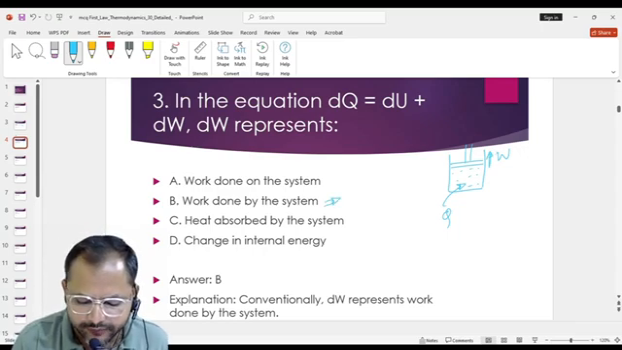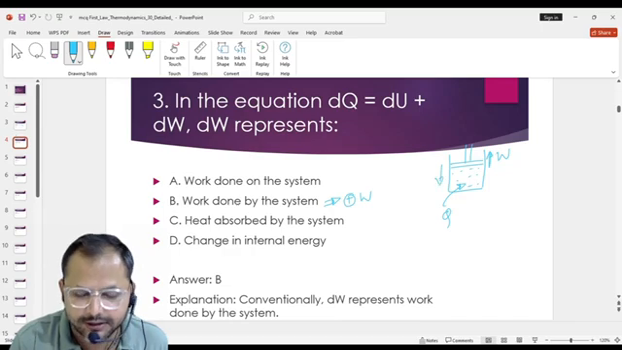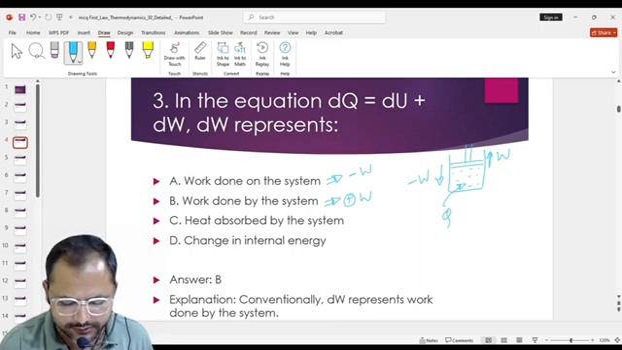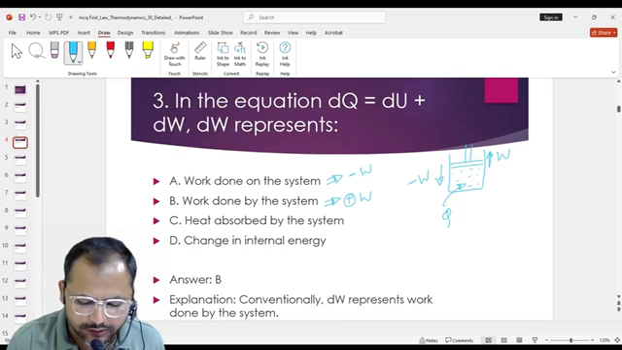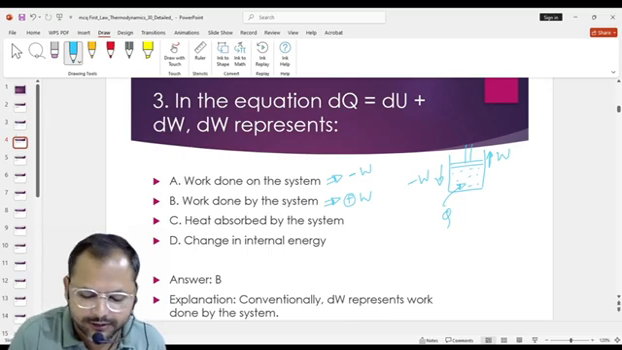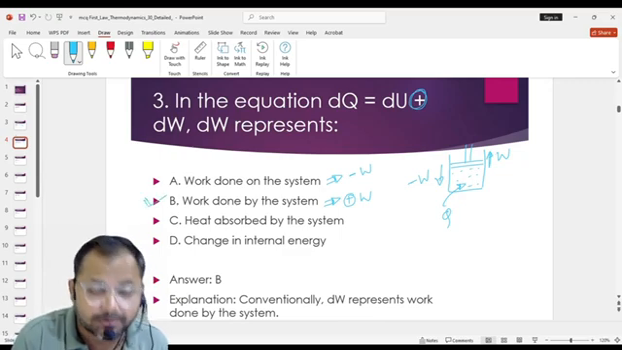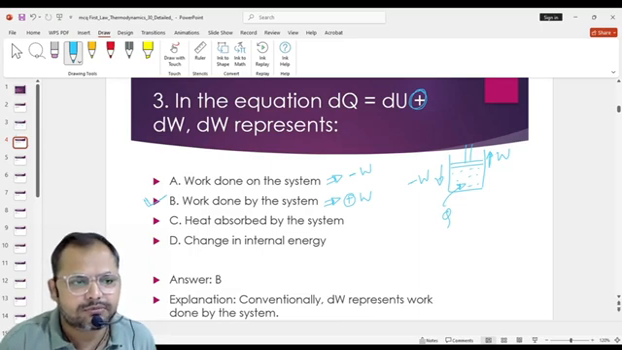It's shown by positive sign. That is the positive work done. If compression takes place, then work done will be negative. That is the work done on the system. It's shown by negative sign. So this is the sign convention. So dW is the work done. If work done on the system, it will be negative. But in this equation, it is a positive. Positive sign means work done by the system, work done by the gas. Okay. So option B is the correct answer.